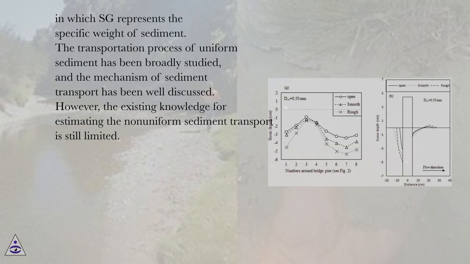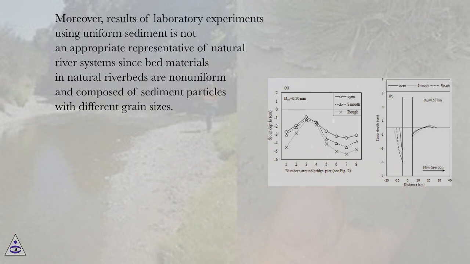sediment. The transportation process of uniform sediment has been broadly studied, and the mechanism of sediment transport has been well discussed. However, the existing knowledge for estimating the non-uniform sediment transport is still limited. Moreover, results of laboratory experiments using uniform sediment is not an appropriate representative of natural river systems since bed materials in natural riverbeds are non-uniform and composed of sediment particles with different grain sizes.